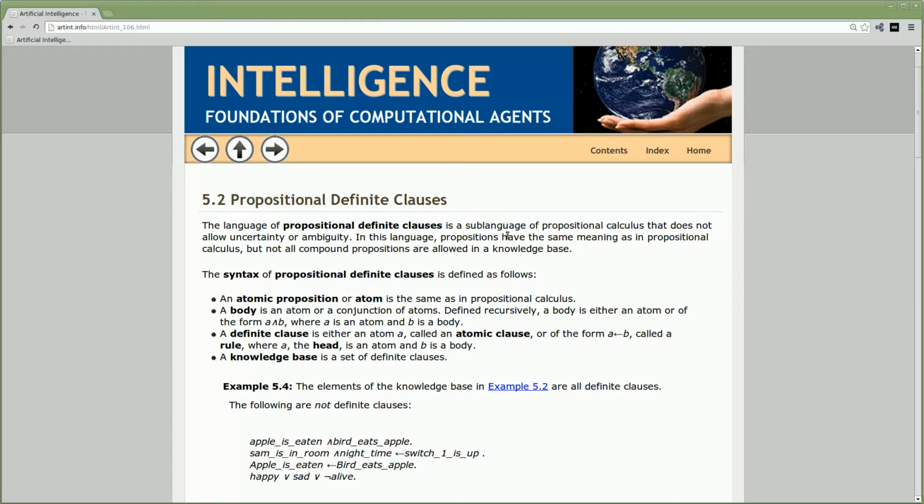So what is a propositional definite clause? It's either an atom, so the same kinds of atoms that we saw before qualify as definite clauses, or it's of the form A if B, where B is either an atom or a conjunction of atoms.